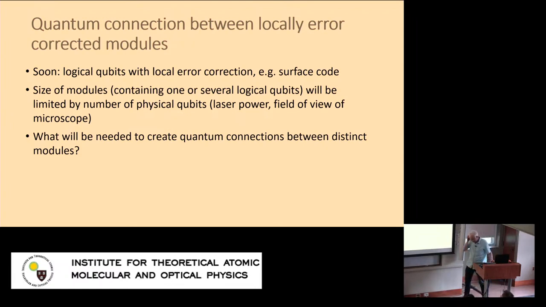So let me switch topics and then I come a little bit back to the setup. The other thing is kind of thinking ahead. Let's say that we have soon logical qubits with local error correction mid-circuit that are working below the surface code threshold, for instance, or some other code threshold, so that we have local quantum error correction.